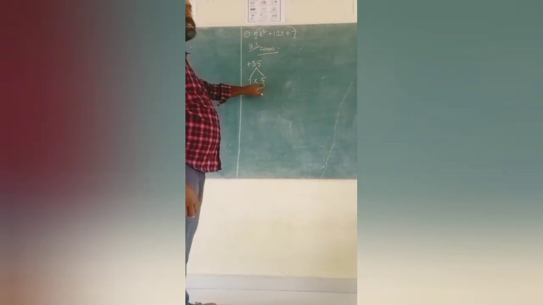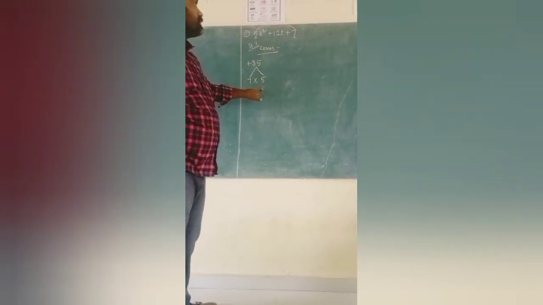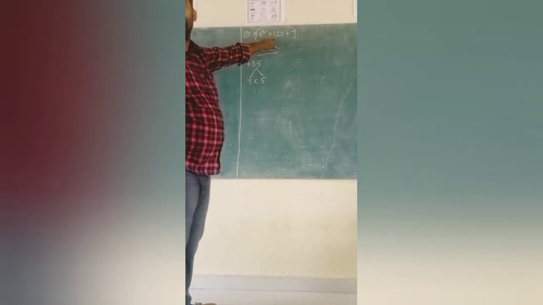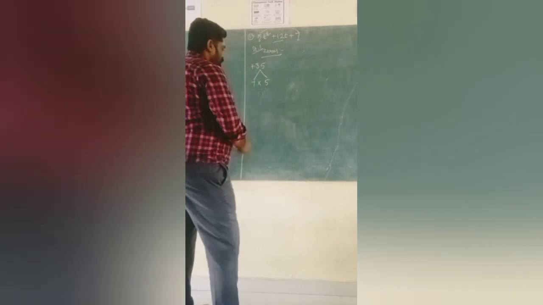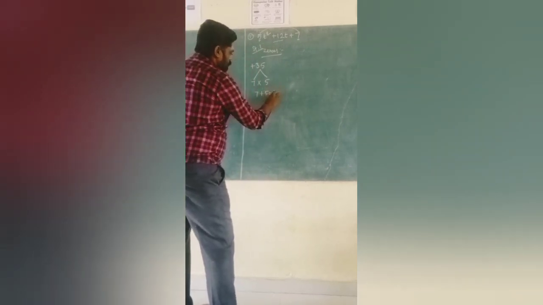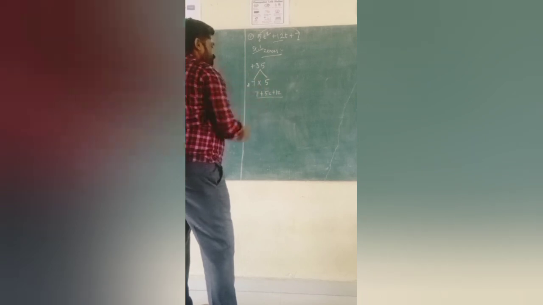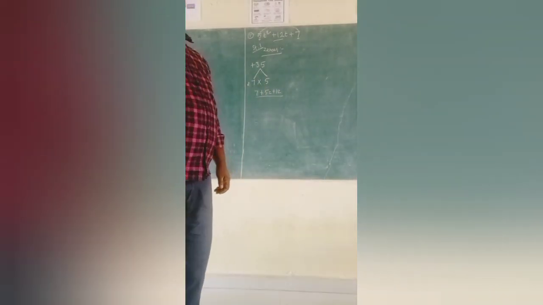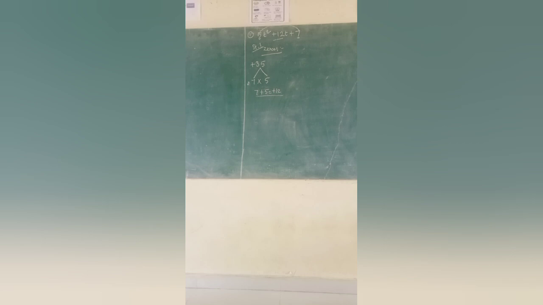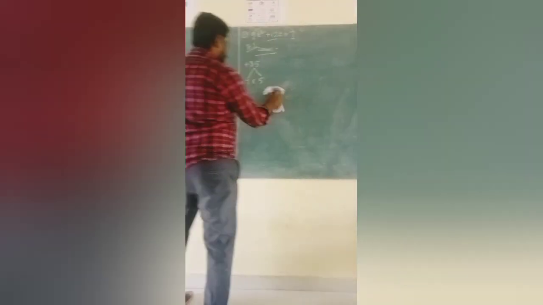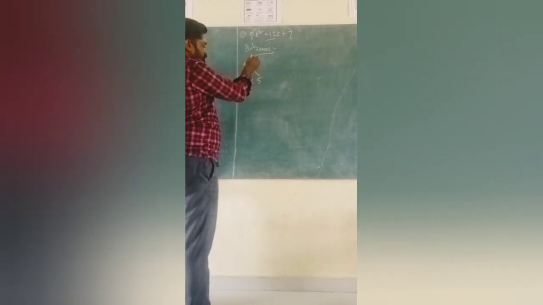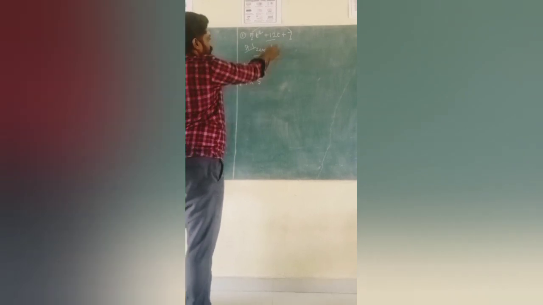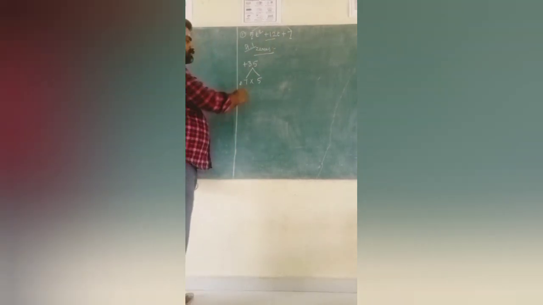Then if we add these factors, what must we get? We should get plus 12. So 7 plus 5 is equal to 12. So we can choose these factors. Understood or not? We choose them because when you multiply these factors, you will get plus 35, and when you add these factors, you will get plus 12.